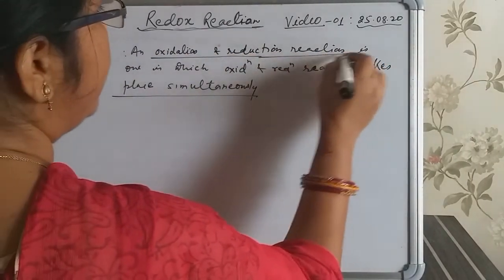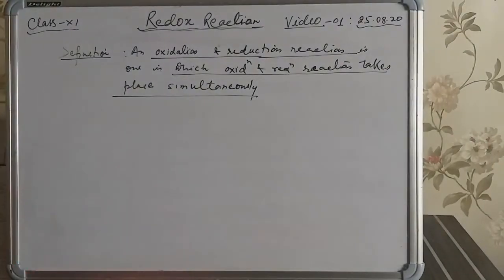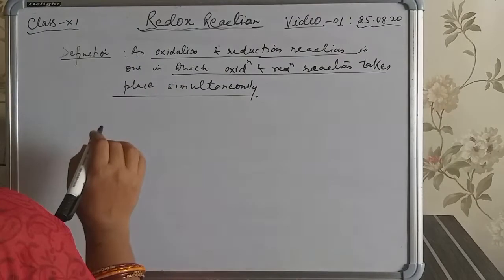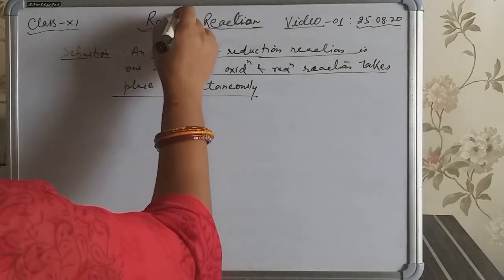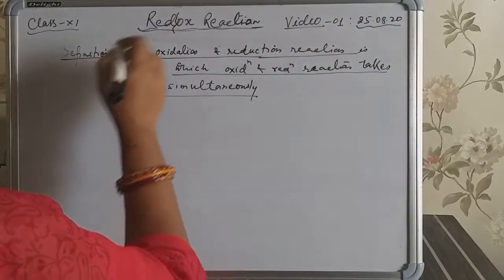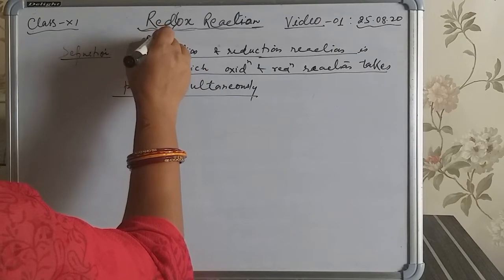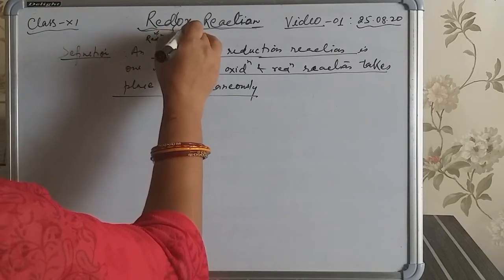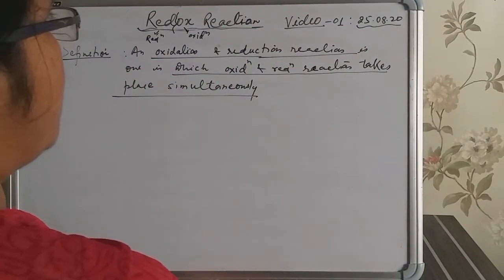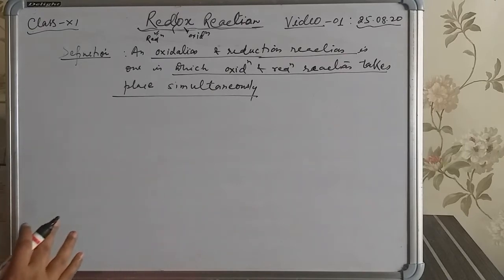So very simple definition, and we have already learned this particular chapter in class 10 also. When we talk about the redox reaction, RED stands for reduction and OX stands for oxidation. Means this is reduction and this is oxidation. So when oxidation and reduction take place simultaneously, it is considered a redox reaction.